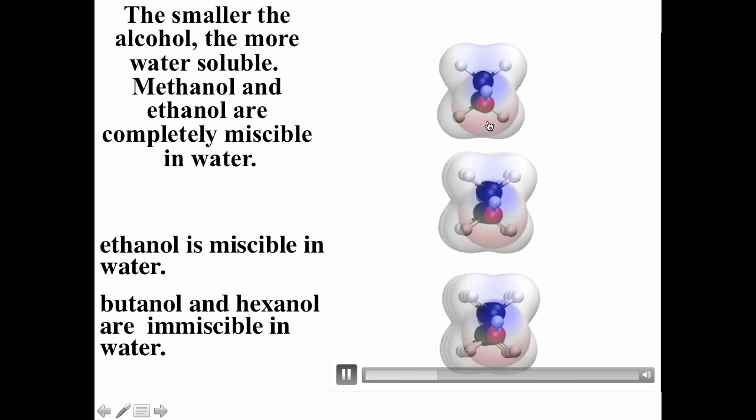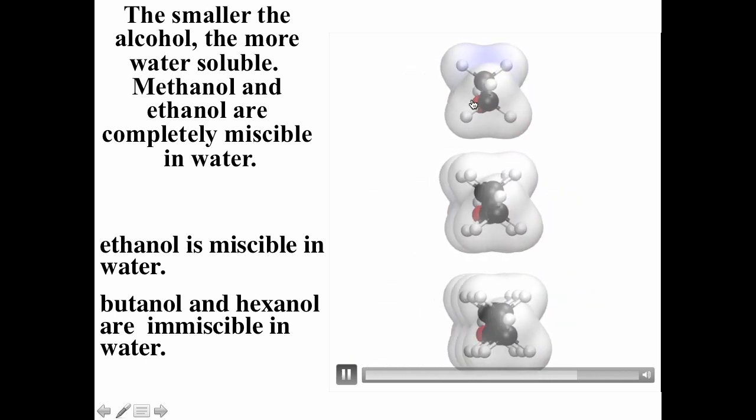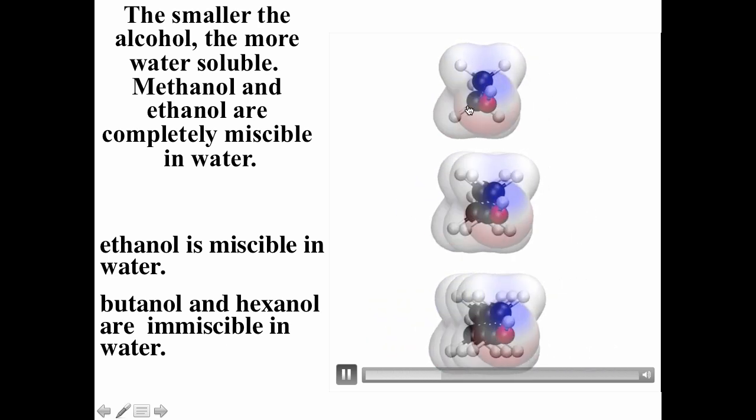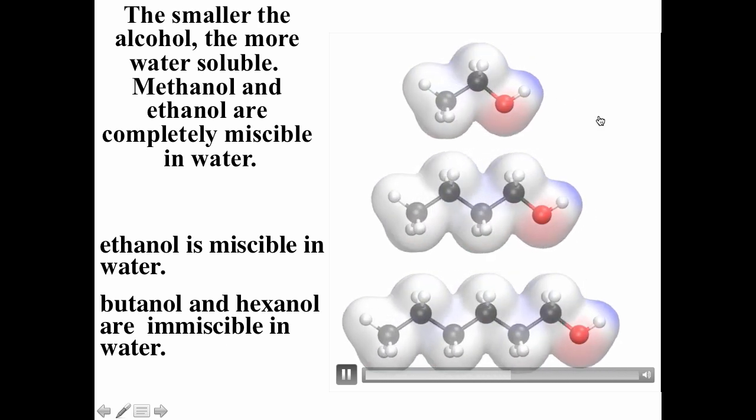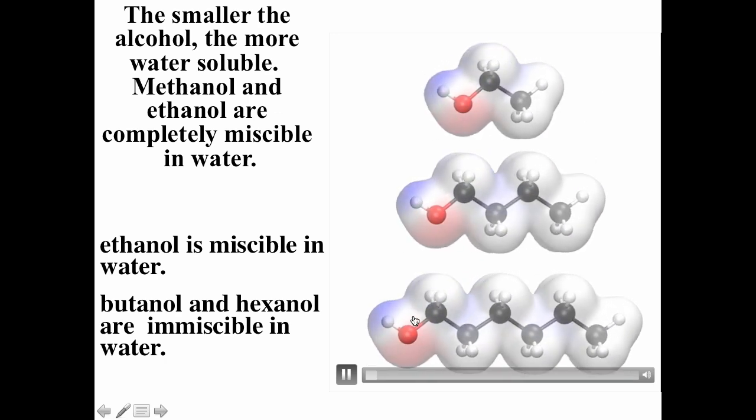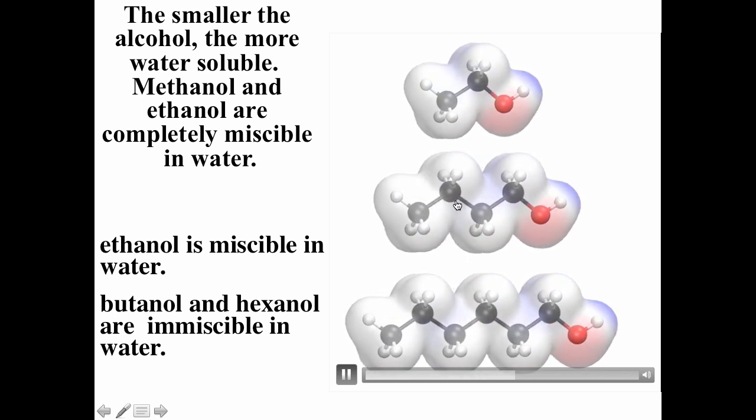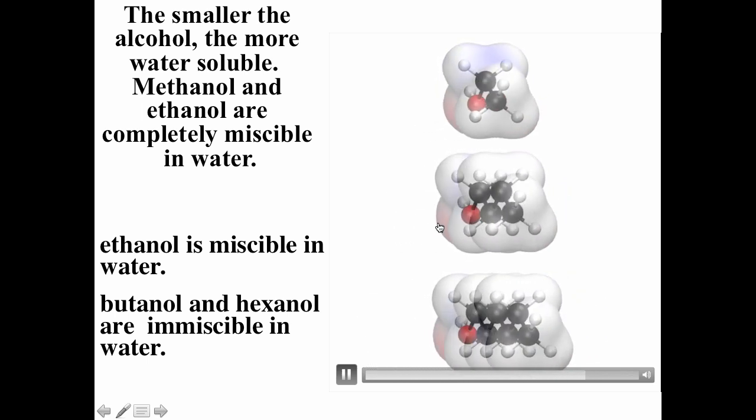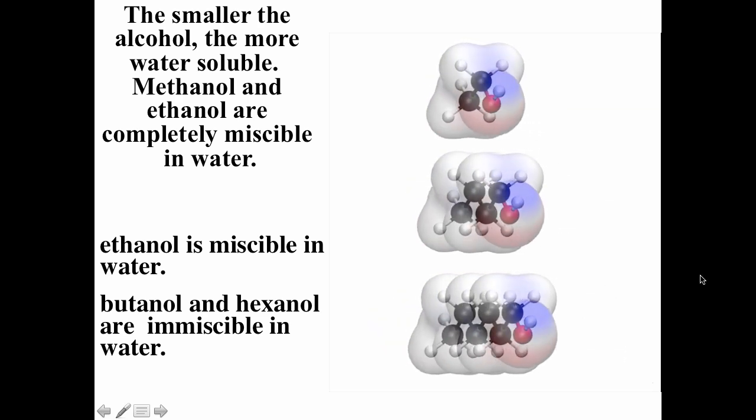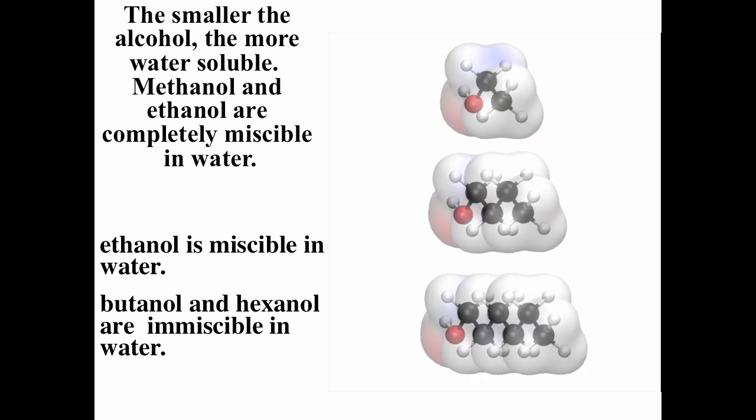And so on top we have ethanol. Water looks kind of like that. Water has oxygen and two hydrogens. And so ethanol looks kind of like water. It's going to have similar intermolecular forces. And so ethanol and water are miscible. Now, even though butanol and hexanol have this OH part, which looks like water, it's got a larger part that doesn't look like water. And so this part has different intermolecular forces. And so butanol and hexanol are immiscible, but ethanol is miscible in water.